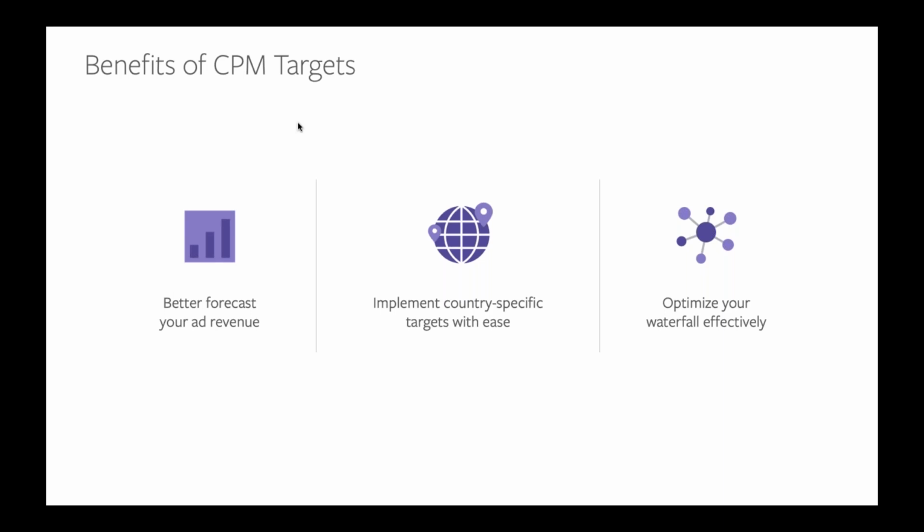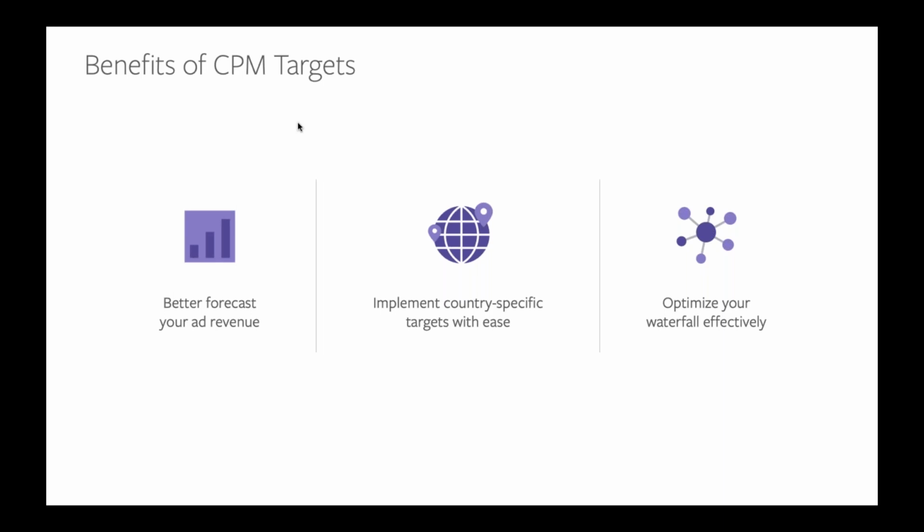So CPM targets will help provide several key benefits for the publisher. It'll give you better forecast for your ad revenue. It'll give you the ability to set price targets that are specific to each placement and country that enables more stable CPM performance and helps you better predict your revenue across your app and your site.